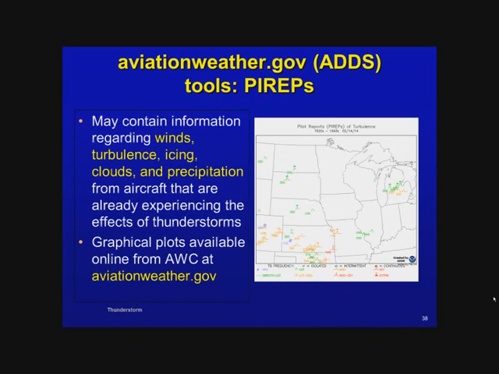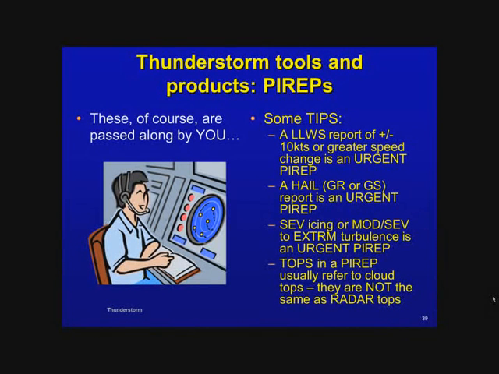The final graphic that's available on the ADDS site is the PIREPs graphic, and this may contain information regarding winds, turbulence, icing, clouds, and precipitation that are caused by thunderstorm activity. Of course, these are passed along by you, and there are some tips to remember in producing a PIREP. Remember that low-level wind shear, a report of hail, severe icing, moderate to severe or even extreme turbulence are all urgent PIREPs. Also, the tops in a PIREP usually refer to cloud tops, and they are not going to match the radar top information.